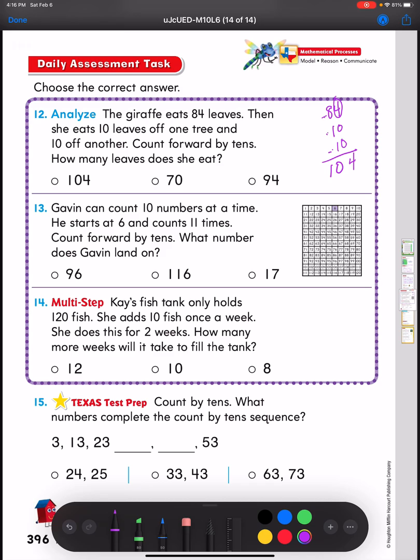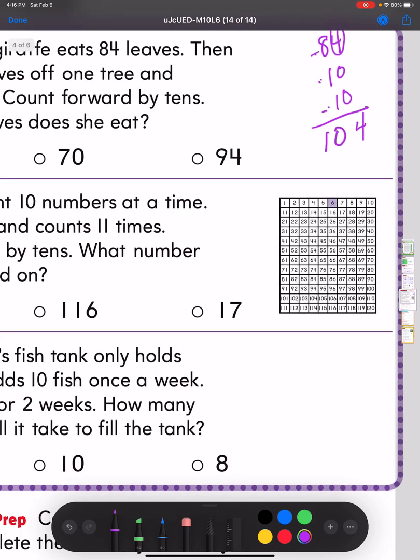Okay, number 13 tells us Gavin can count 10 numbers at a time. He starts at 6 and counts 11 times. Count forward by tens. What number does Gavin land on? So he starts at 6. So let's just zoom in here. Starts at 6, and that number is colored on our chart. And he counts forward 11 times by 10. So 1, 2, 3, 4, 5, 6, 7, 8, 9, 10, 11. What number does he land on?